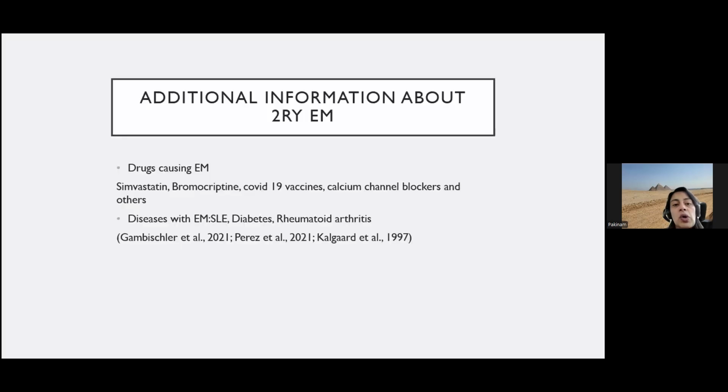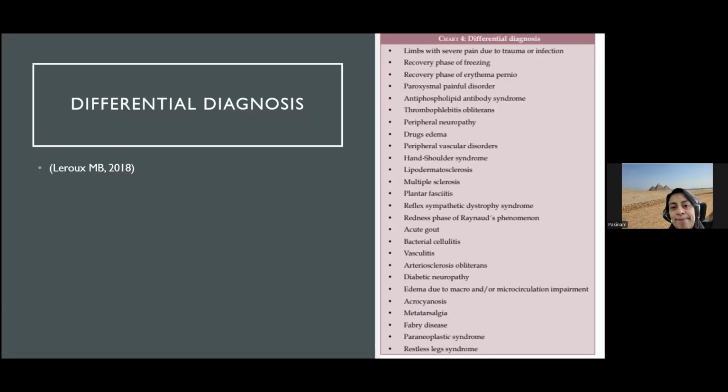So drugs causing erythromelalgia, just the ones that we commonly report, are simvastatin, bromocriptine, COVID-19 vaccines, calcium channel blockers, and some diseases like lupus, diabetes, and rheumatoid arthritis. Differential diagnosis, as you can see, is a wide list. However, we're gonna sum them up to the main conditions with peripheral pain, erythema, and edema.